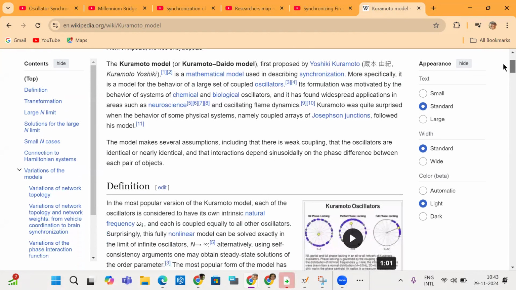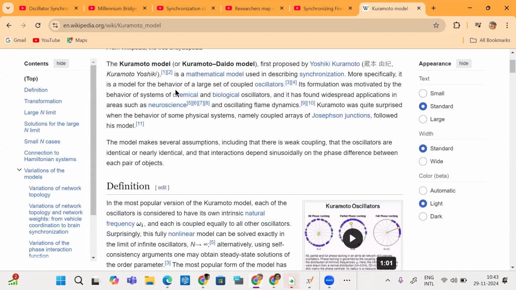This is known as the Kuramoto model. His full name is Yoshiki Kuramoto. This is a mathematical model for describing synchronization aspects. It helps you understand the behavior of a large set of coupled oscillators. You can imagine each of these fireflies as an oscillator, in the sense that they are showing light, then blinking. Even in chemical or biological oscillators, it is helpful. I showed you one chemical oscillator which was developing spirals, if you remember. I think it was the first class. You can see these in neuroscience and also in oscillating flame dynamics.